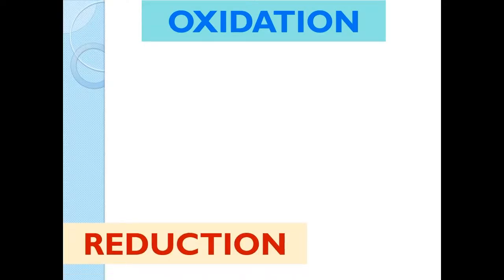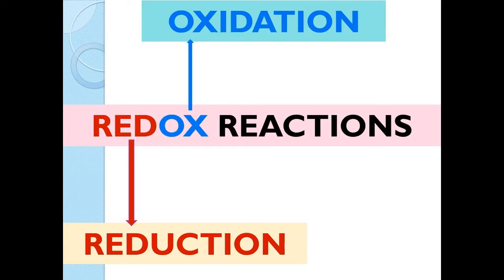Oxidation and reduction. Simplest definition is oxidation is combining with oxygen and removal of hydrogen. Similarly, reduction is just opposite, that is combining with hydrogen and removal of oxygen. Both of these processes take place simultaneously, means if oxidation is going on, it means reduction is also taking place, and such reactions where these oxidation and reduction take place simultaneously are called redox reactions. Redox means reduction plus oxidation.